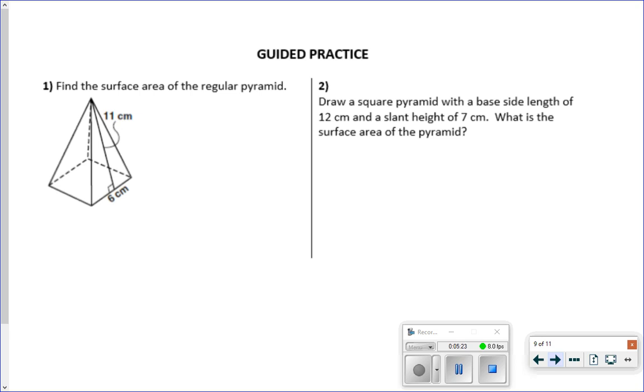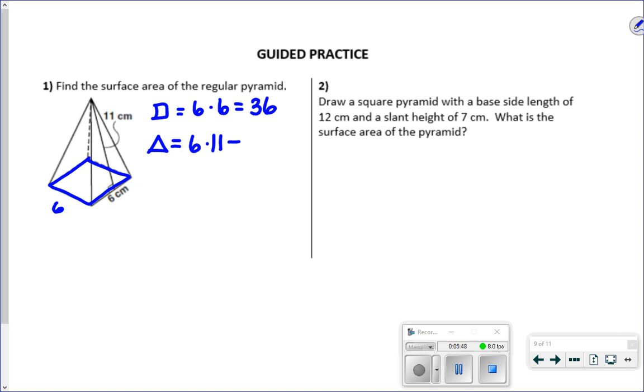So number one, when we look over here, this one is a square pyramid. If you look closely at the base here, that's a square. Because it's a square, that means both sides are going to be 6 centimeters. So for my square, I'm going to do base times height. 6 times 6, that's going to be 36. Length times width, base times height, same thing. Now I'm going to do my triangles. I do need to make sure I divide by 2. So I'm going to do base times height, 6 times 11, divided by 2.